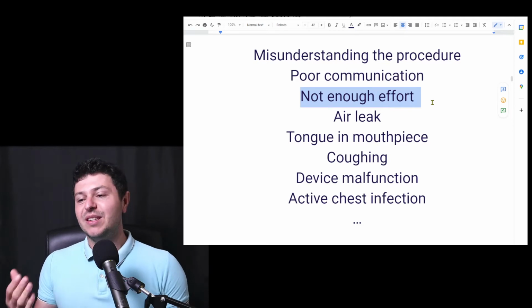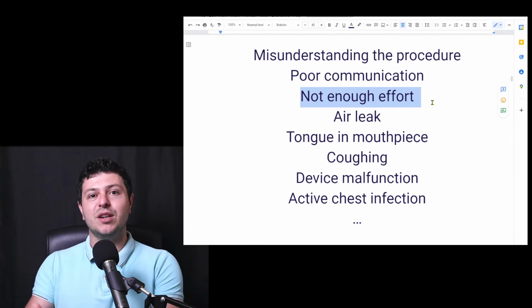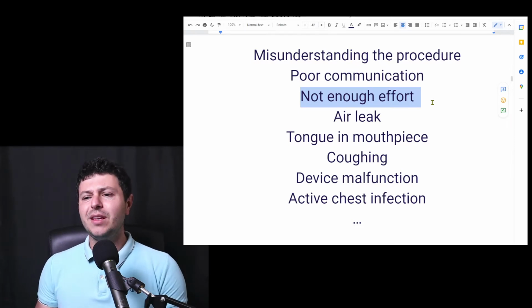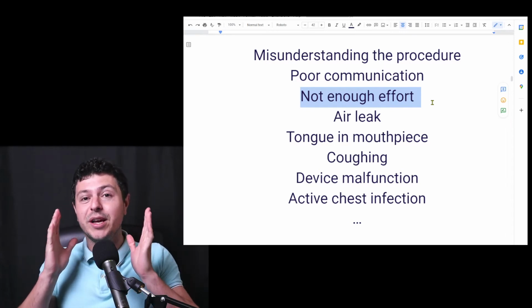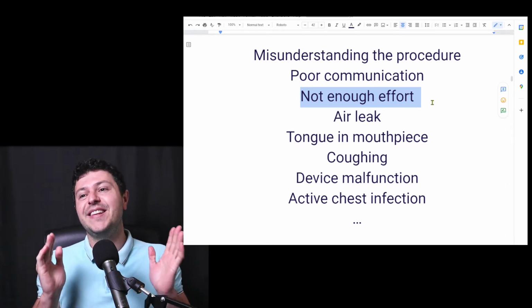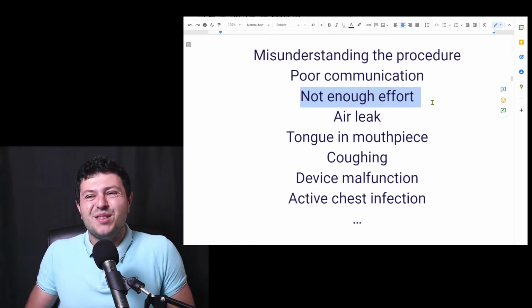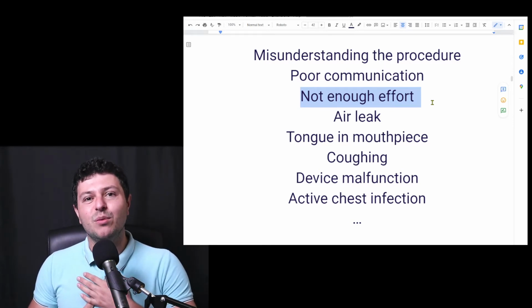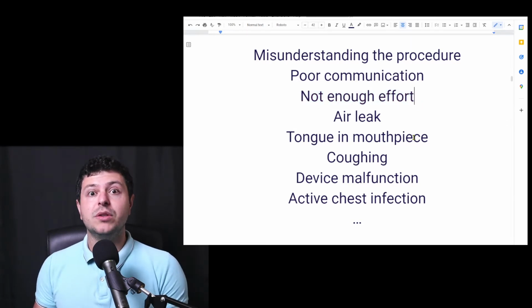I think embarrassment is a big one, because imagine you are in a lung function lab or you're in a clinic. There may be other people around you and you have to blow as hard as you can until you're going red in the face. So that can be a little bit embarrassing for some patients. It can be a little bit unpleasant sometimes, especially if you're not feeling really well. But that can actually lead to an erroneous result, a wrong result.